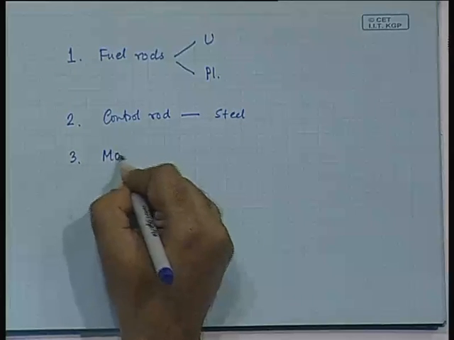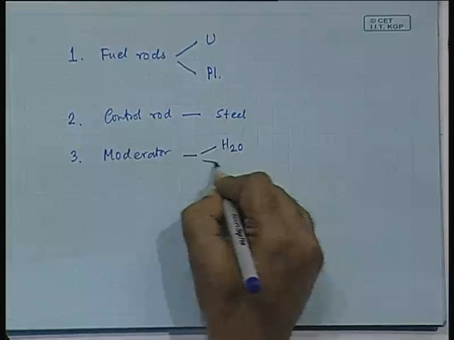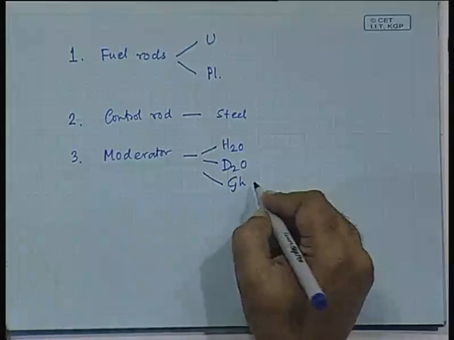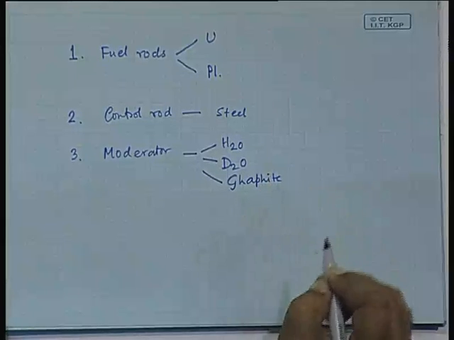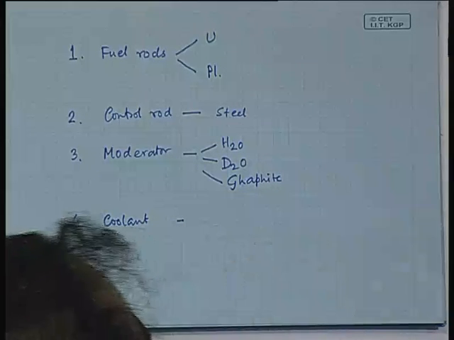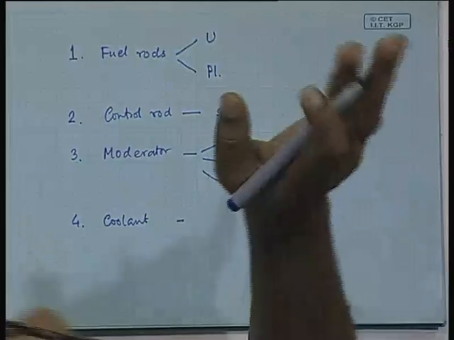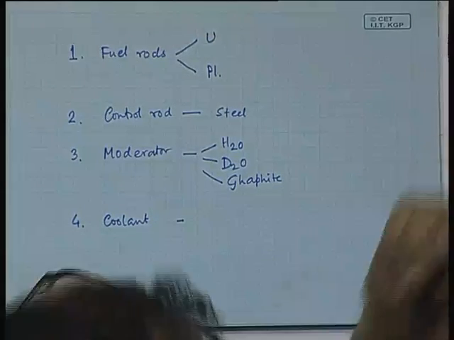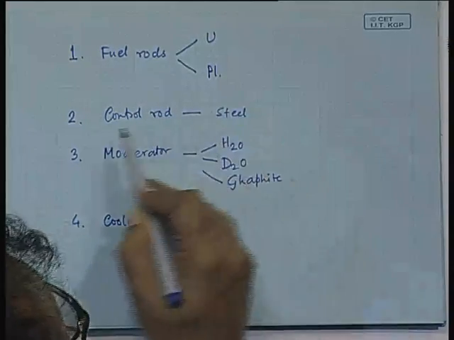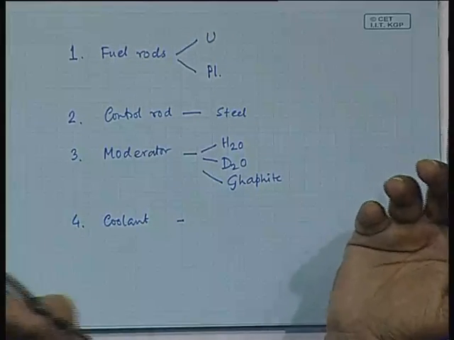3, moderator: H2O, D2O and graphite. I cannot write C, that will not be clear whether it is carbon or graphite. And 4, coolant. Now, coolant can be various things. I will list them as we go along, but the easiest coolant obviously is water. So, the simplest possible nuclear power plant is where you use fuel rod uranium, control rod steel, moderator water, and coolant is also water. That is the simplest.